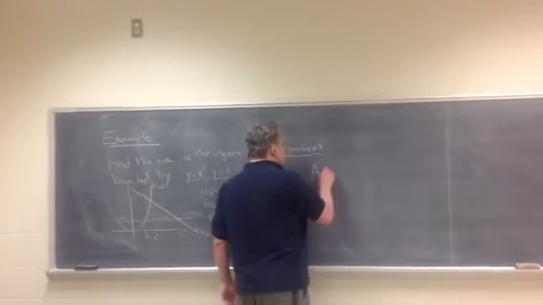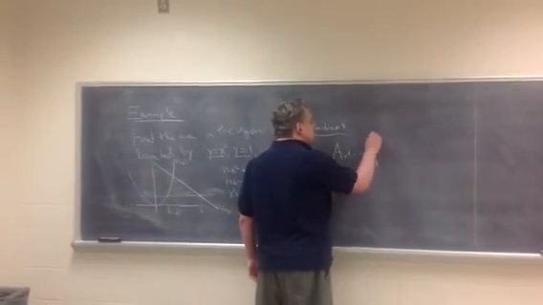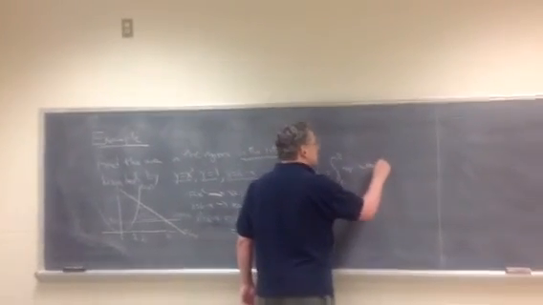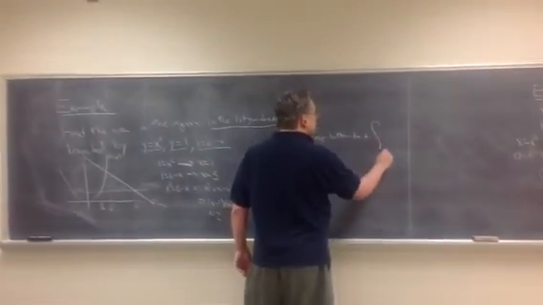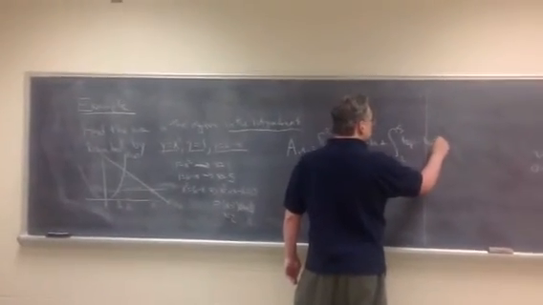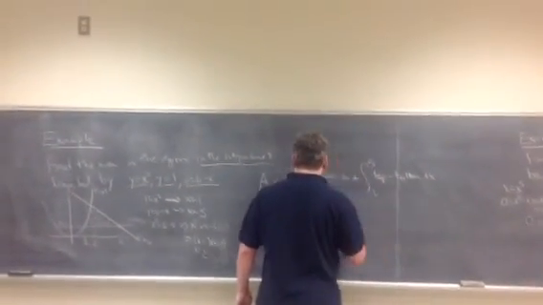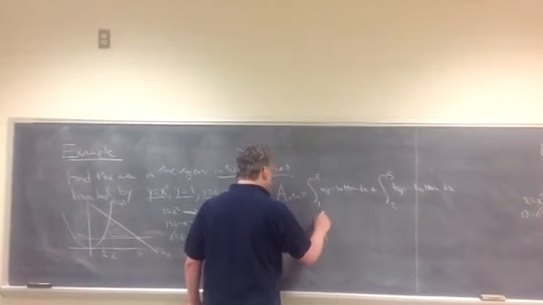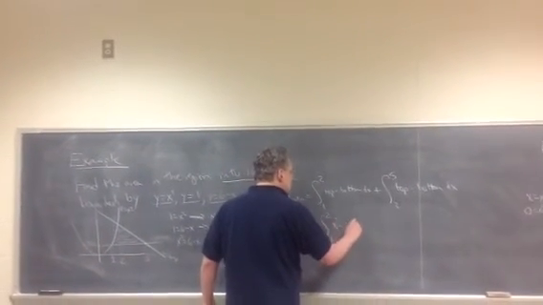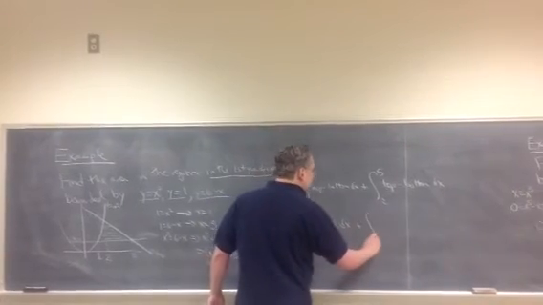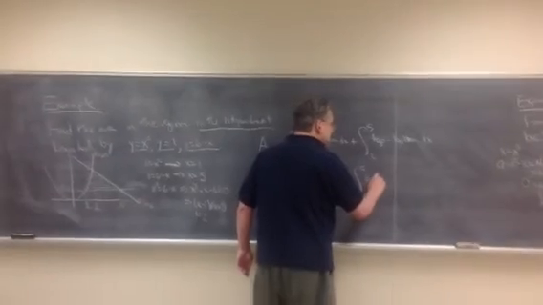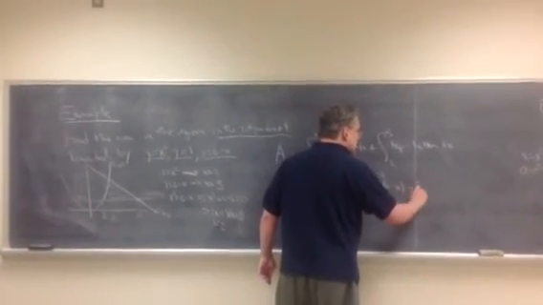So the area is going to be the integral from 1 to 2 of top minus bottom, dx, plus the integral from 2 to 5 of top minus bottom, dx. Well, in the first part, from 1 to 2, the top is x squared, the bottom is 1. From 2 to 5, the top is 6 minus x, the bottom is 1.